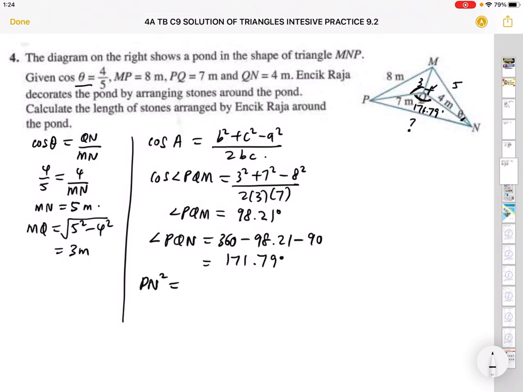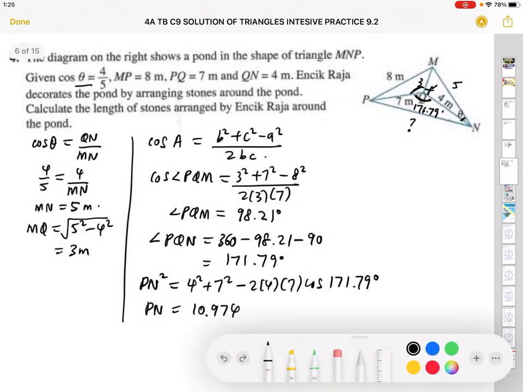The first version of cosine rule, a square equals b square plus c square minus 2bc cos A. B square and c square in this case will be 4 and 7. Doesn't matter whether it starts with 4 or 7, the same thing. 4 square plus 7 square minus 2 times 4 times 7 cos of the angle between, 171.79, and your PN is therefore 10.974 meter. Okay, I've got PN ready.